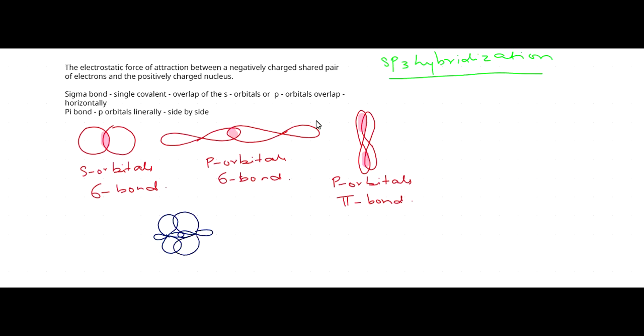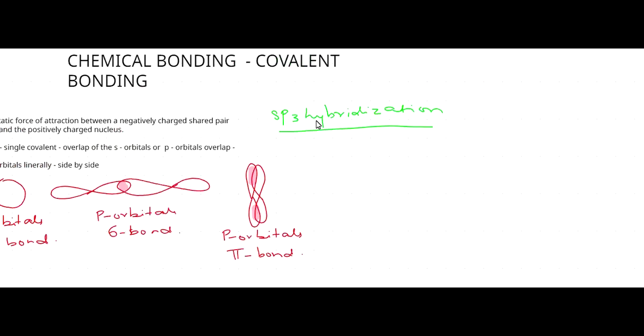So you are also seeing an overlap over here, right? This is the sigma bond. And then you're also seeing a vertical overlap. This is the pi bond. In a double covalent bond, you have both bonds. You have the sigma bond, and then you have the pi bond. Now, when we talk about our third type of bonding that we can see, that is known as sp3 hybridization.